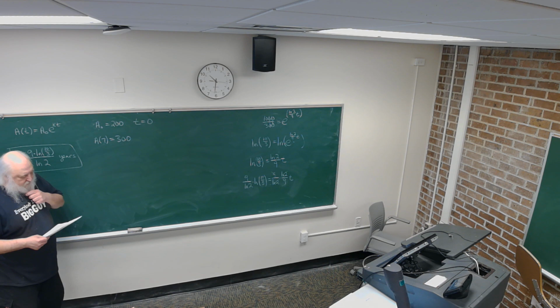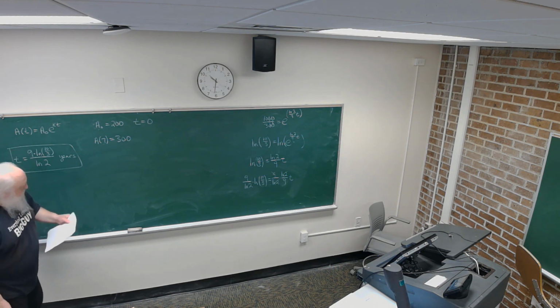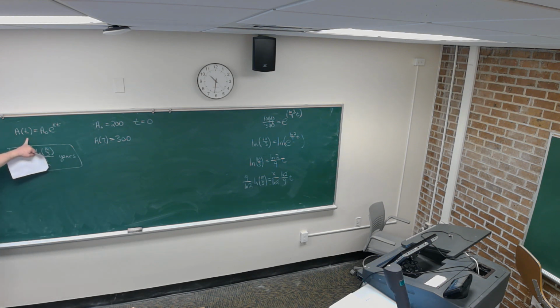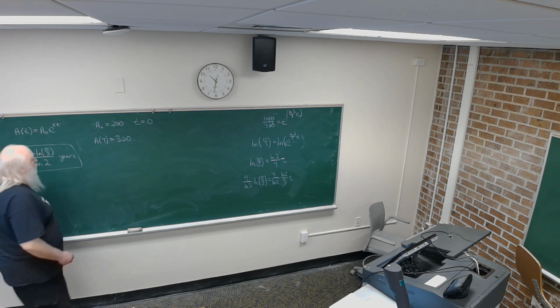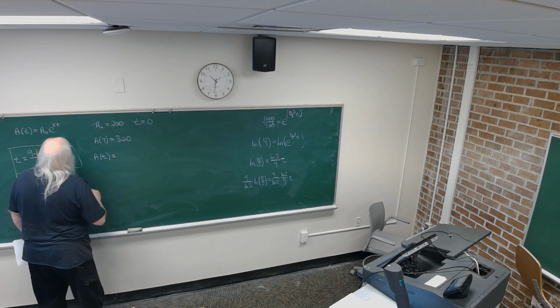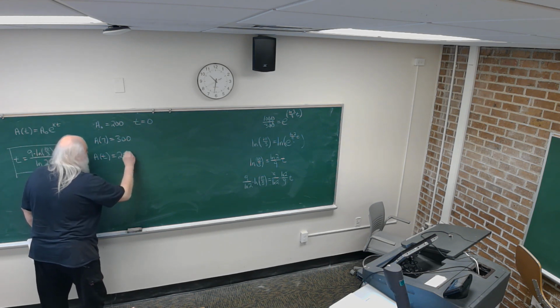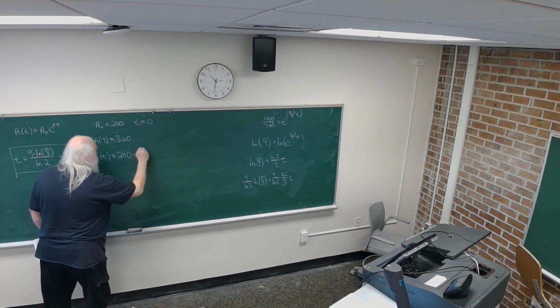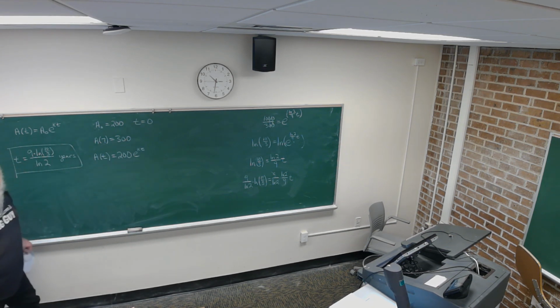Find an exponential model for the amount of bacteria after t hours. So this is our model: A of t is equal to A sub 0 times e to the kt power. We know what A sub 0, the initial quantity, is. It's 200. So we have A of t is equal to 200 times e to the kt power. Remember, kt is an exponent on the number e. It's not at the same level as e.